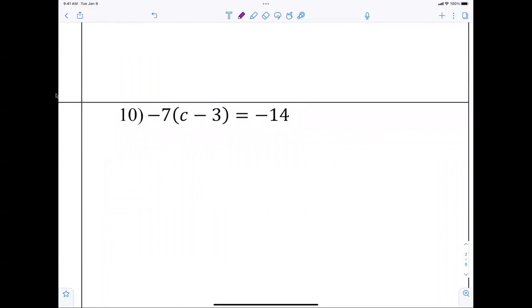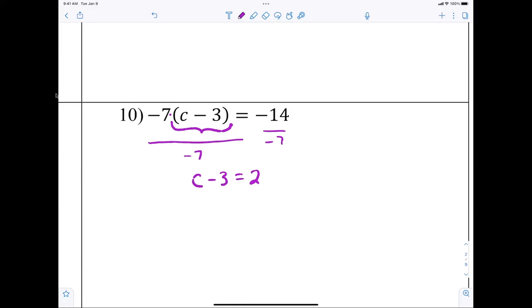Now, the last one I'm going to do. Everybody needs to look up here because I made everybody distribute last year. Now, can anybody see a shortcut instead of distributing? No, that's the distributive property. This whole quantity right here is being multiplied by 7. So to get rid of the times 7, I could what? Divide, right? I'm going to actually divide by -7. And when I do that, I end up with C minus 3 equals 2.